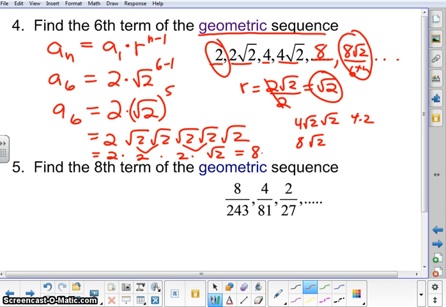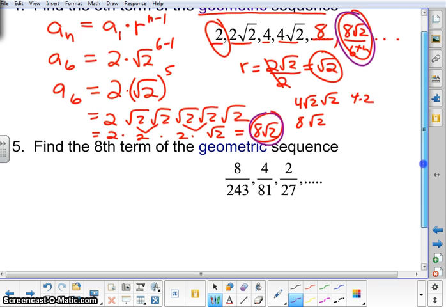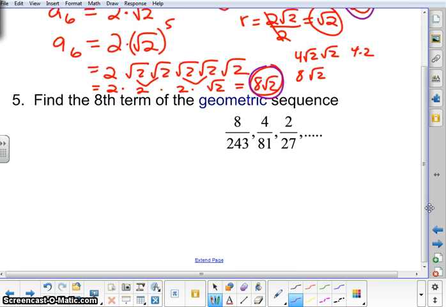So your final answer is 8 radical 2, 8 radical 2, which is the answer that we got just by doing it by hand. So, same. Okay, now in the next one, we've got some fractions we want to deal with here. And the first thing I want to do is find the common ratio.